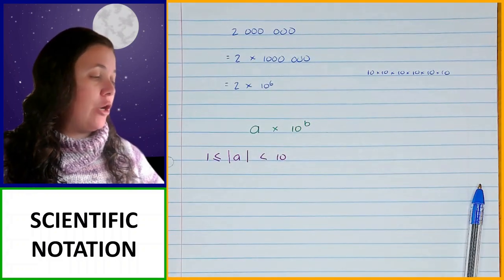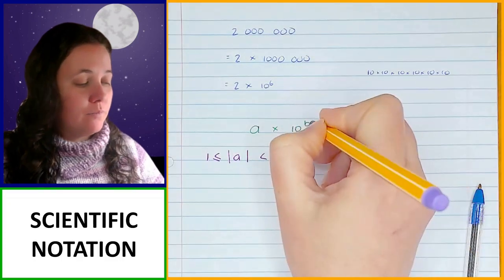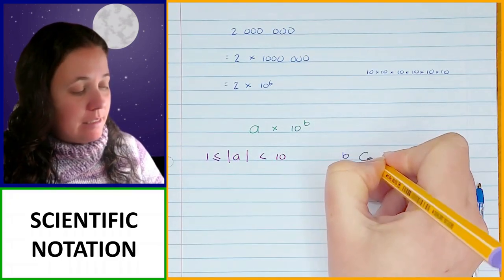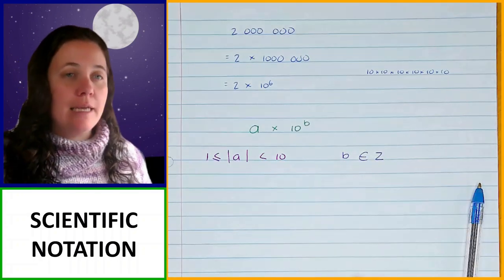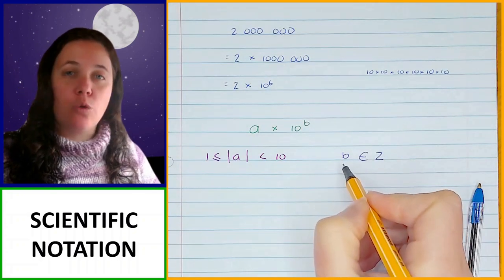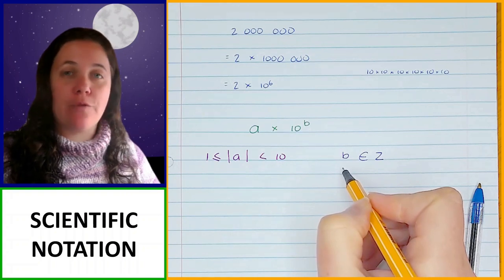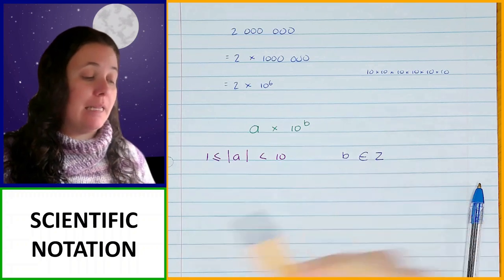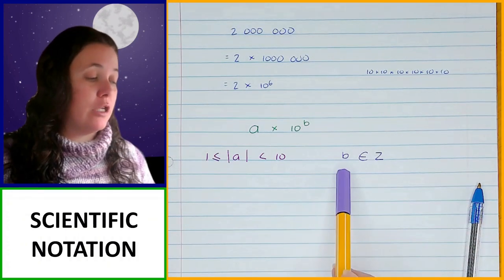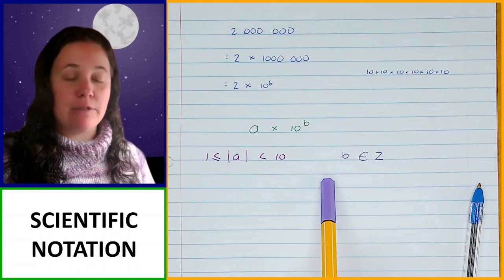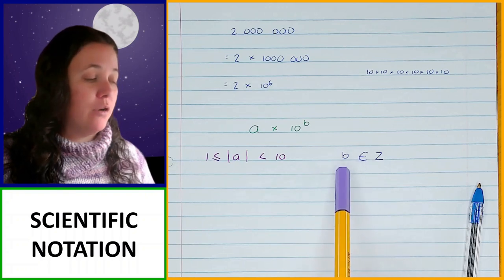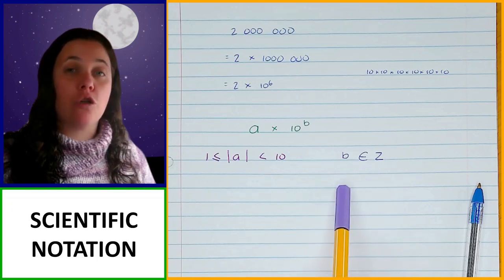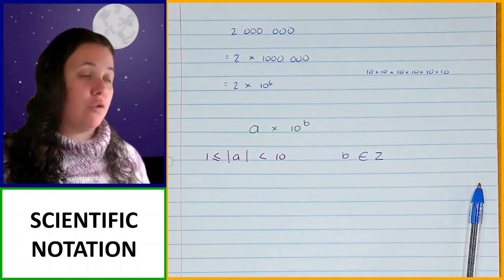Then we've got our b over here, and that always has to be an element of the integers. In other words, b is always going to be an integer value. It can't be a fraction of any kind. It has to be a whole number. It can be negative, but at this point, we're only going to be working with positive values for b. It can go into the negatives as well, and we'll be learning about that next year. But for now, b is going to be a positive integer, but it can also go into the negative integers as well, just so you're aware of that.